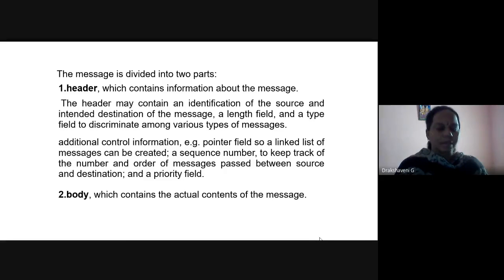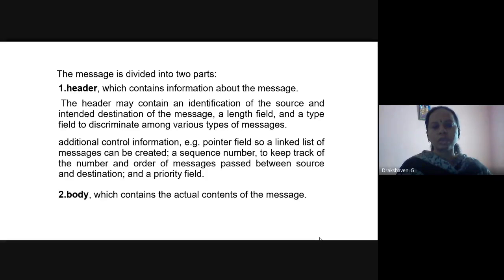So that's the explanation of what I have just explained; I'll just go through it. The message is divided into two parts: one is the header and the other is the body. The header contains information about the message. The header may contain an identification of the source and the intended destination of the message. That's what is required: identification of the source and identification of the destination. Along with that, we should have the length of the message, and the type of the message, that is, the various types of messages we are sending.